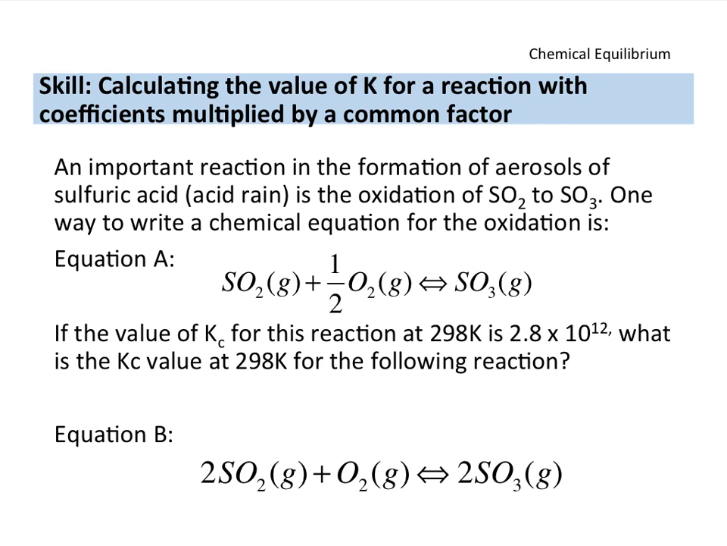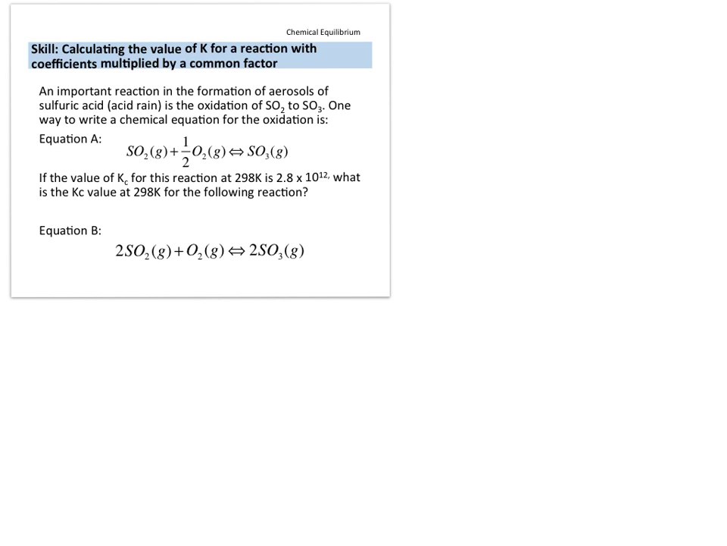But how can we get a real understanding of how the Kc of equation B relates to equation A? So let's write down the Kc expression for equation A. For clarification, we're going to use the subscript A to refer to the first one. Remember, the Kc expression is the multiplication of the concentrations of the products, each raised to a power equal to its coefficient in the chemical equation, divided by the concentrations of the reactants, again raised to their coefficients in the chemical equation.